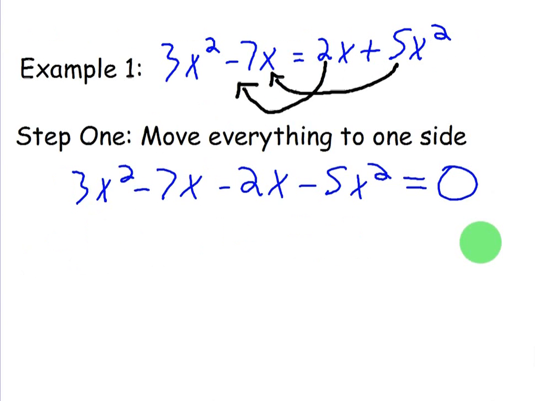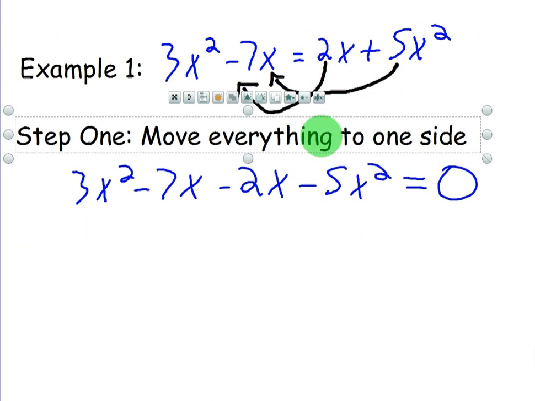We have 3x squared minus 7x equals 2x plus 5x squared. So right off the bat, how do you know that you can apply the following steps? This has no constant terms. Everything has an x in it. So you can do the following.